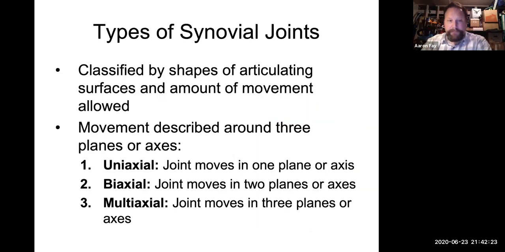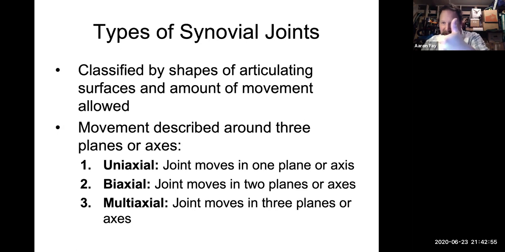Okay. We have another way of classifying synovial joints by how they move. So a uniaxial synovial joint will simply move in one plane or axis. Biaxial moves in two. Multiaxial moves in any. I will probably not ask you to classify synovial joints based on if they're uniaxial, biaxial, or multiaxial. Just realize that some joints have greater degrees of freedom than others.